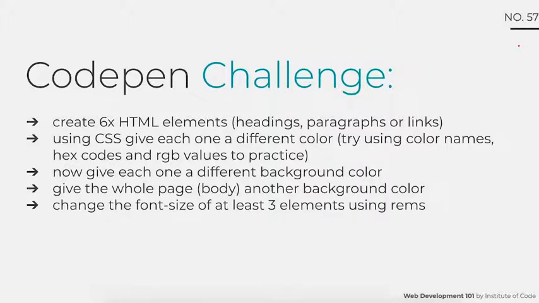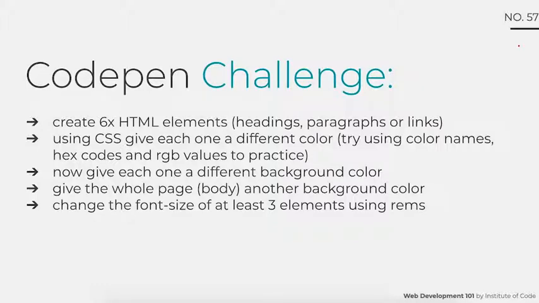So this is the challenge I want you to do. Open up your own CodePen, create 6 HTML elements. So that could be headings, paragraphs, links. Use CSS to give each one a different color and a different background color. And I recommend practicing not just with color names, but also using hex codes and RGB values. Then I want you to style the whole page, the body, give that another background color, and maybe have a go of changing the text alignment.